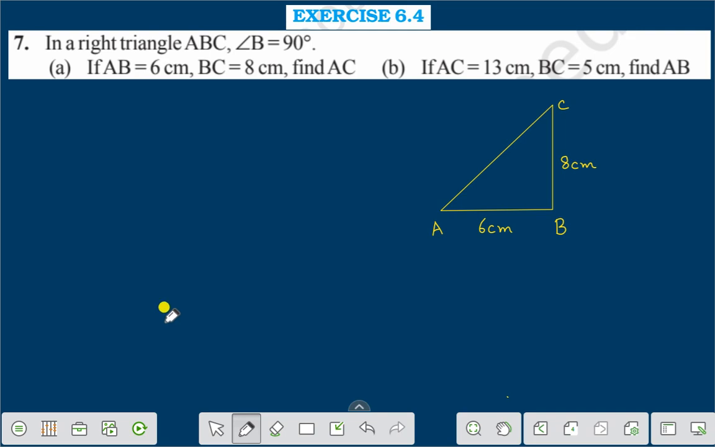Today we'll discuss exercise 6.4 question number 7. In a right angle triangle ABC, angle B is equal to 90 degrees. AB is 6 centimeters, BC is 8 centimeters. Find AC. First we'll solve question number 7a.